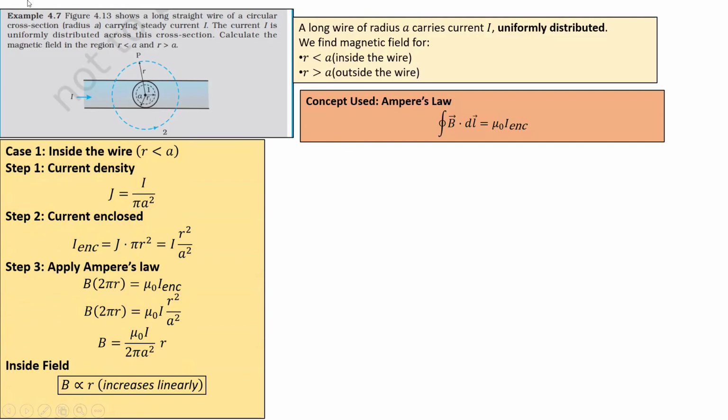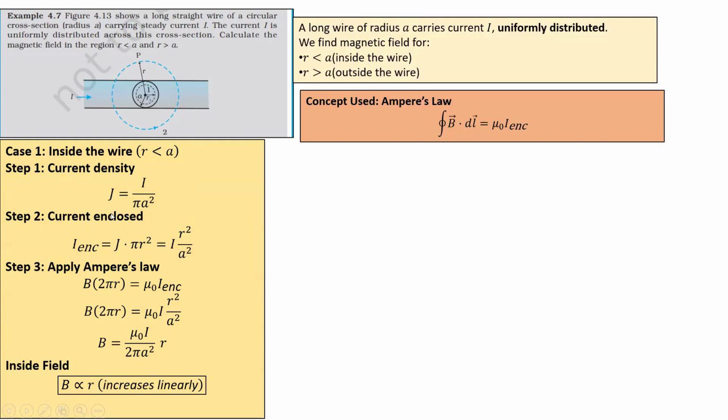Okay, first we'll take the case 1. R is less than A. Now, this is inside the wire. I will take inside, small r, the dotted line. That is the circle I'm taking. This is inside the wire. R value is less than A. This is r and this is A inside the wire.